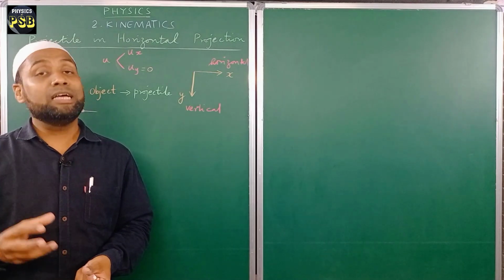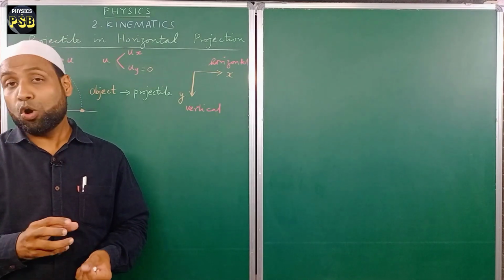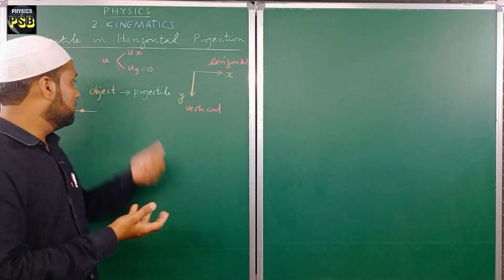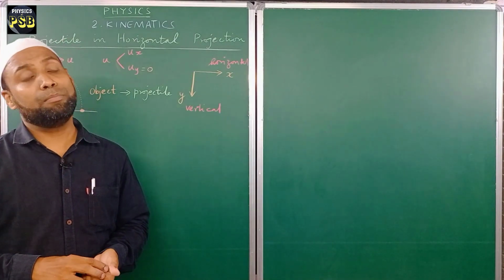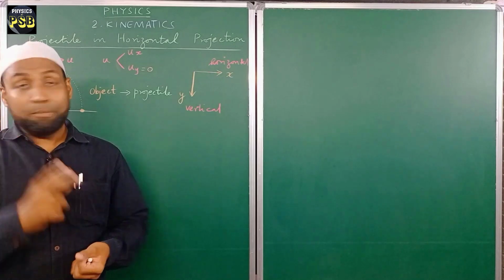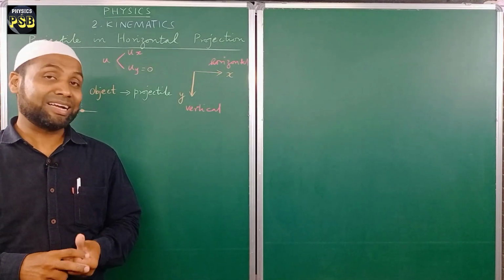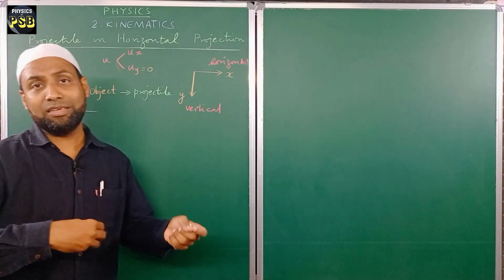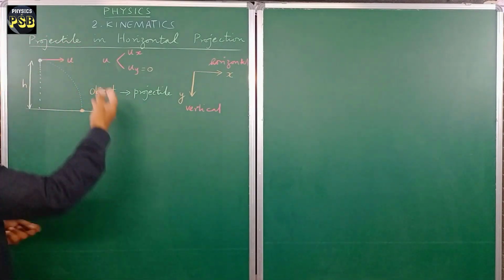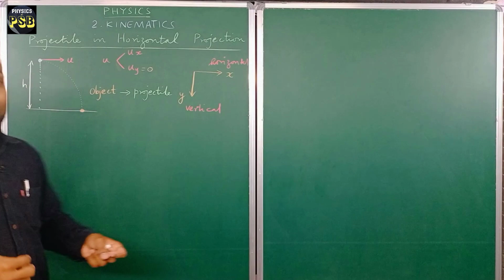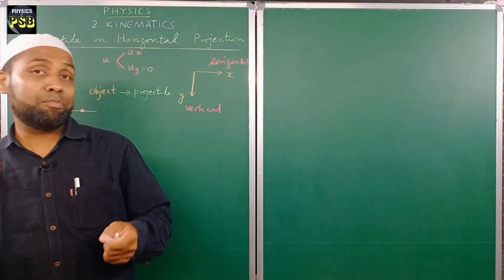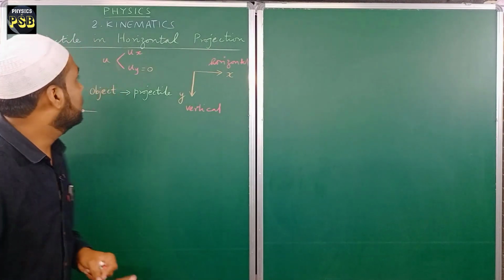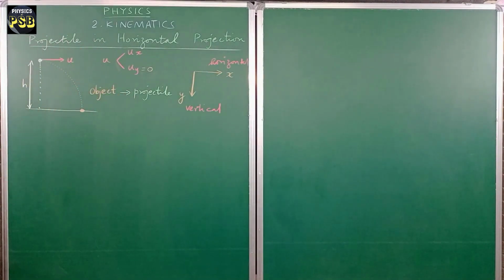A shot put or javelin thrown by an athlete is nothing but a projectile. A bullet fired from a gun is an example of a projectile. So here, the motion of these projectiles is referred to as projectile motion, and this process of projecting or throwing the object is called projection. Remember these things. Now let's go ahead.